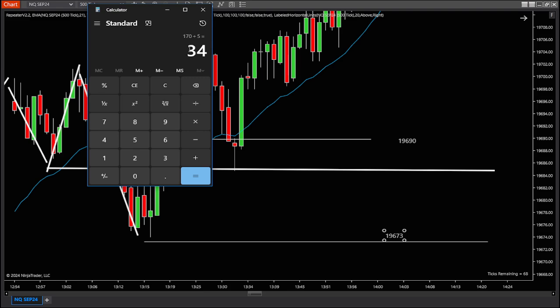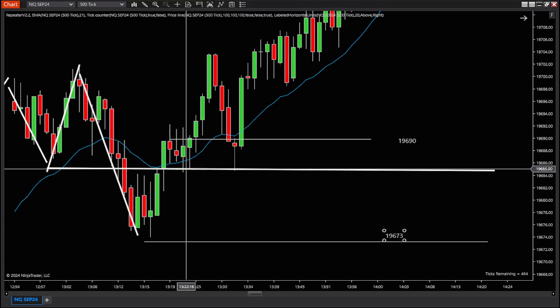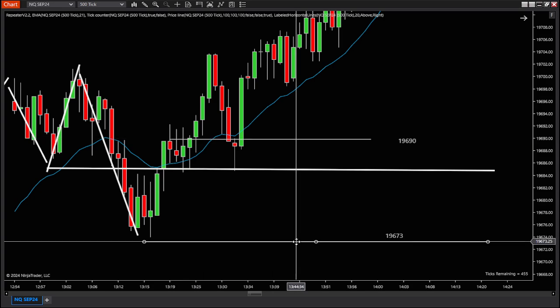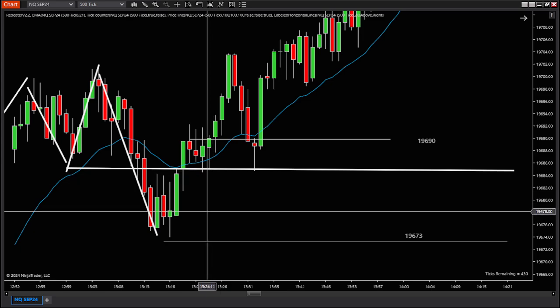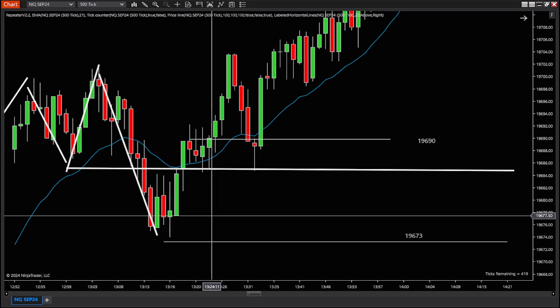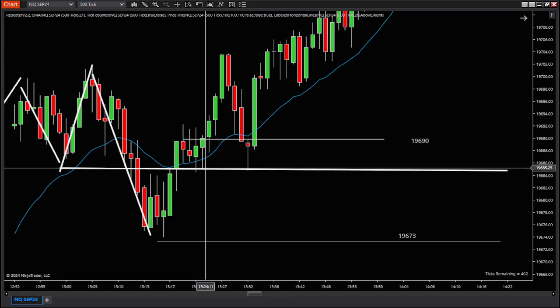So you have a $34 risk on 1 micro, and you have a 17-point risk on 1 mini. It's a 17-point risk no matter what, but it's a $340 risk on 1 full mini. So entry here, stop loss here, right? We're on a 500 tick chart, so this is as low as I go where my stop losses are. Where I put my stop losses, I don't zoom this in any faster.